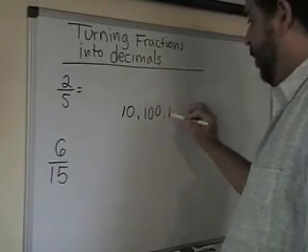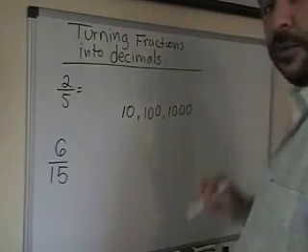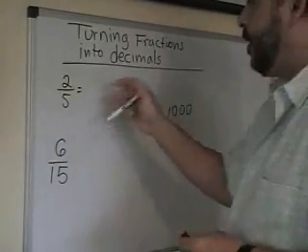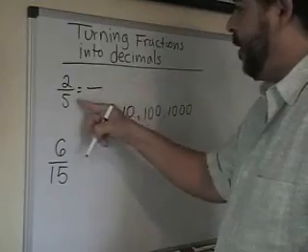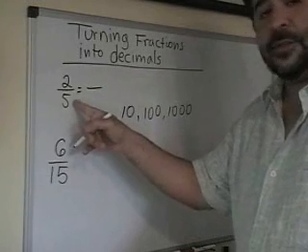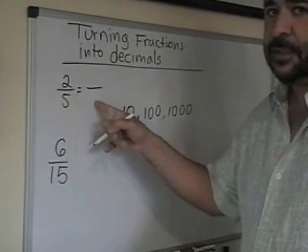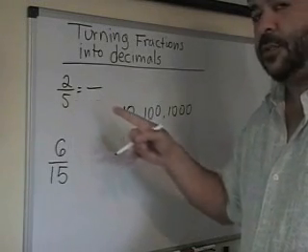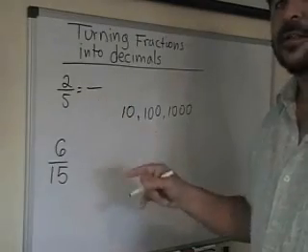100, 1,000, and so on, 1 with the zeros. So, we have to get a denominator over here of 10, 100, 1,000. This is very easy to turn into a 10. How will we do that? What could we possibly multiply times this to get 10?